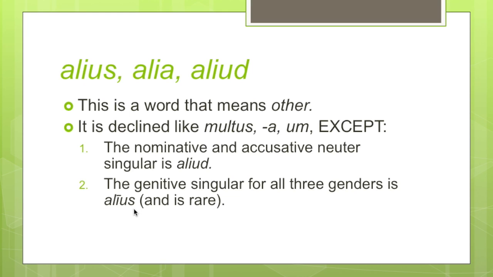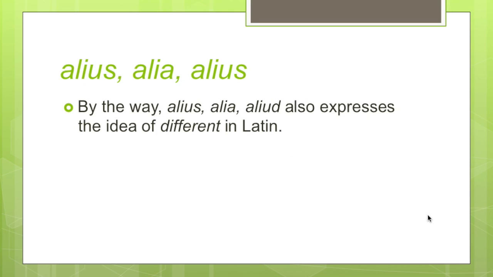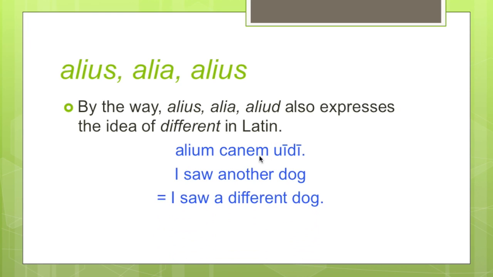When you look at alius, you might think of words like istius, the genitive of iste, or illius, the genitive of ille. We've seen this genitive ending of ius many times now. The dative singular of all three genders is alii. By the way, alius, alia, aliud, which means other, also expresses the idea of different in Latin. If I say alium canem vidi, that in Latin can mean I saw another dog, or merely I saw a different dog. Alius, alia, aliud is the closest word that Latin really has to the English word different.